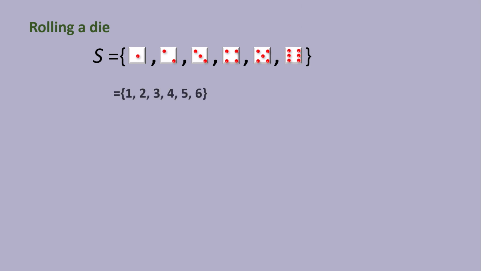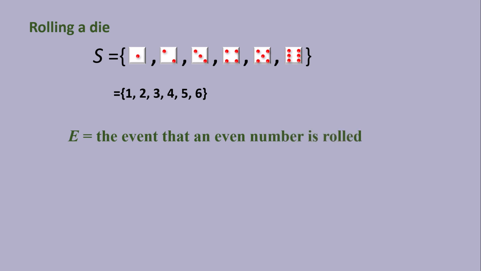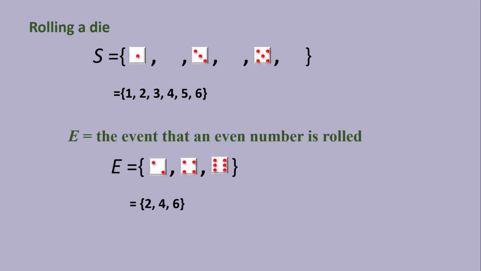Right. Now consider this example again. Rolling a die. You know already what the outcomes are, 1 to 6. So now let me define an event E, the event that an even number is rolled. So what are the elements in E? It is 2, 4, 6. So what is the probability of E? How do we find the probability? How many elements in E? 3. How many elements in the sample space? 6. Therefore 3 over 6, that equals 1 over 2.